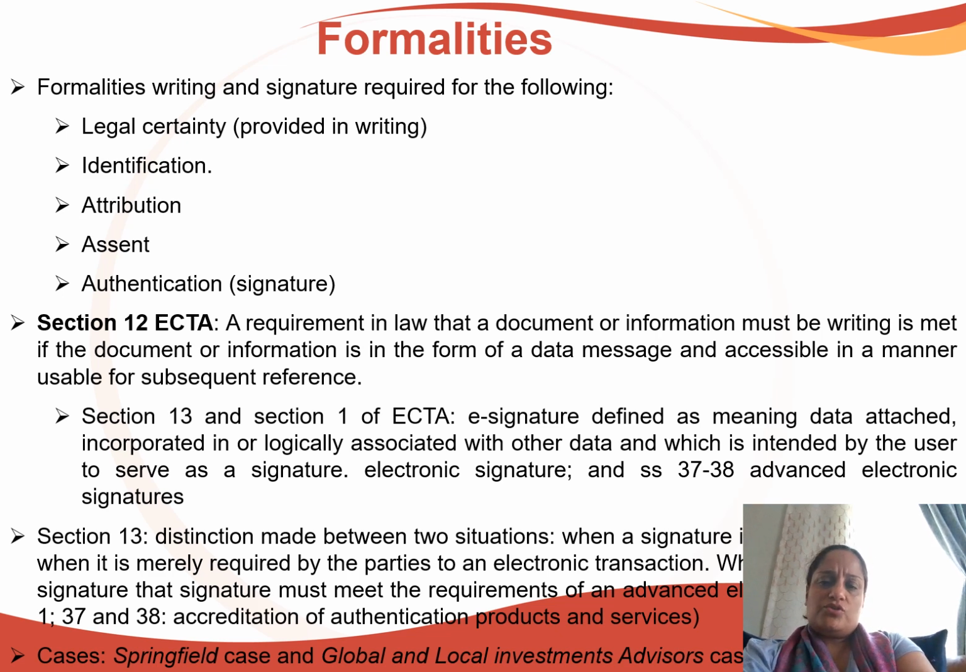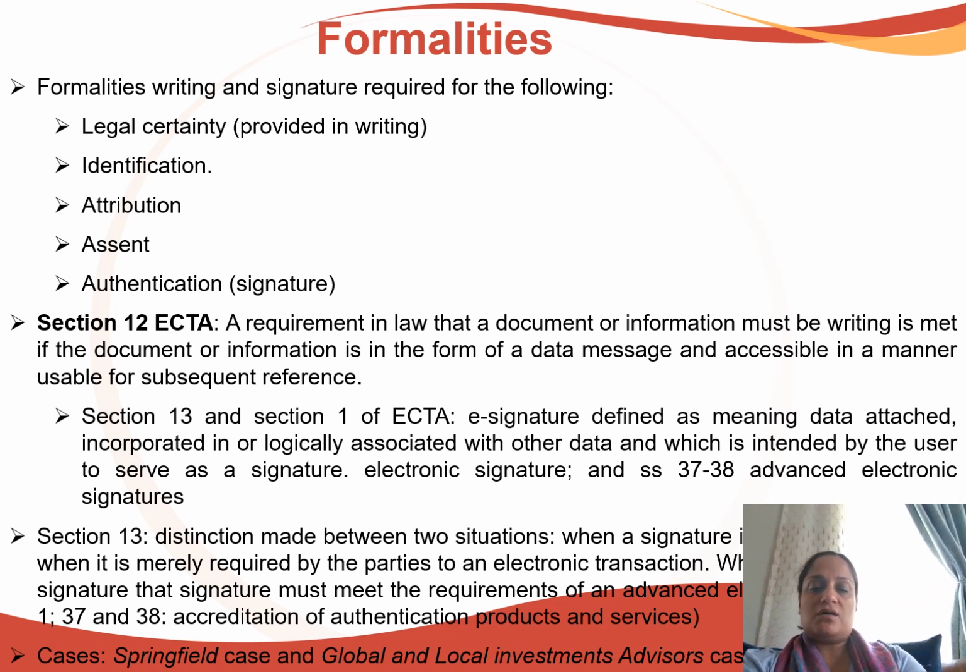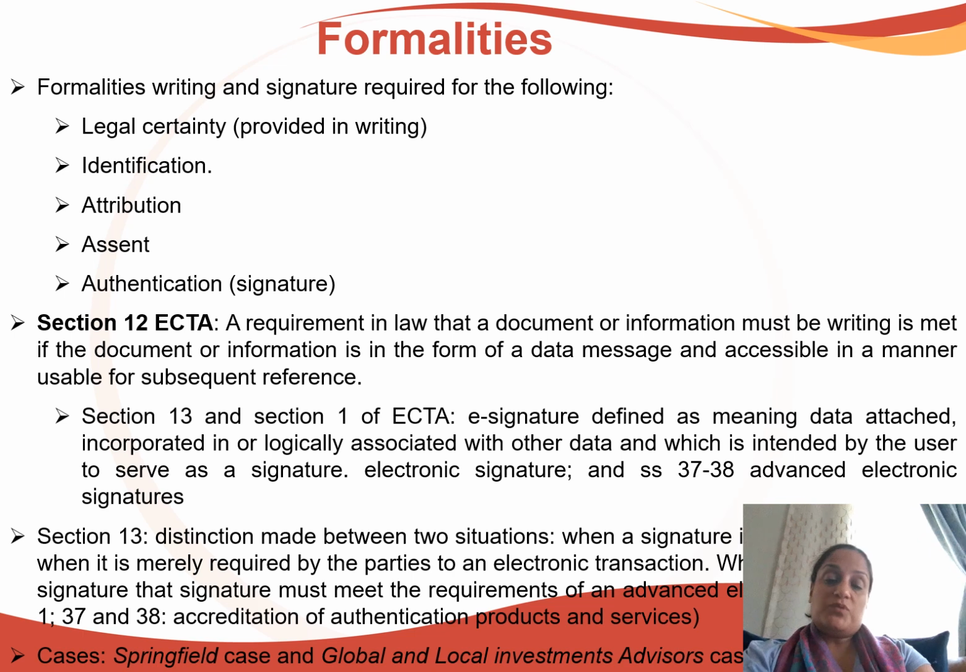Section 12 talks to the requirement that it must be in writing, that is, in a data message in an accessible, usable manner. Section 13 talks about an e-signature as something that is incorporated and logically associated with other data. And of course, very specifically, Sections 37 to 38 talk about advanced electronic signatures, which are utilized for very specific purposes, and that is a whole other process. You don't need it for a normal everyday contract.